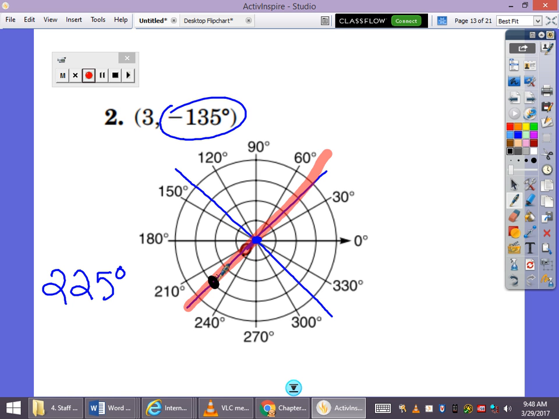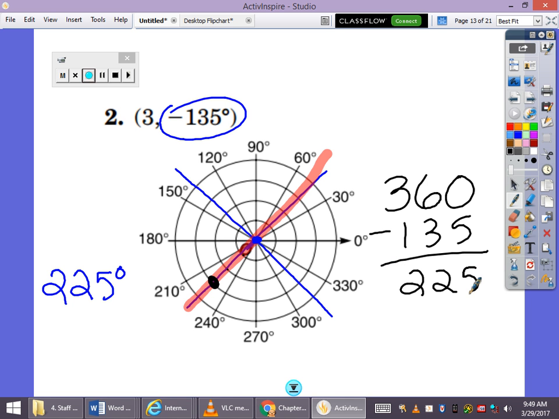How did I get 225? So it's a negative 135. So that means I have to turn it positive. Negative 135 means start at 0 and go backwards. Well, if I go backwards, 0 minus 135, that still gives me a negative. 0 is the same as 360. So 360 minus 135 is 225 degrees. Okay? Yes.